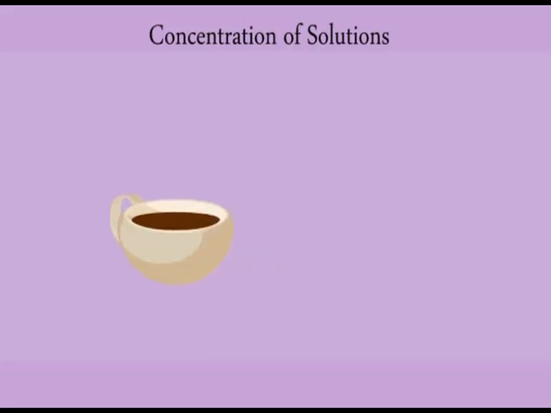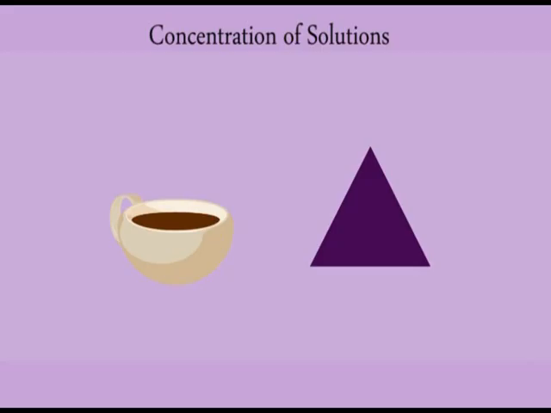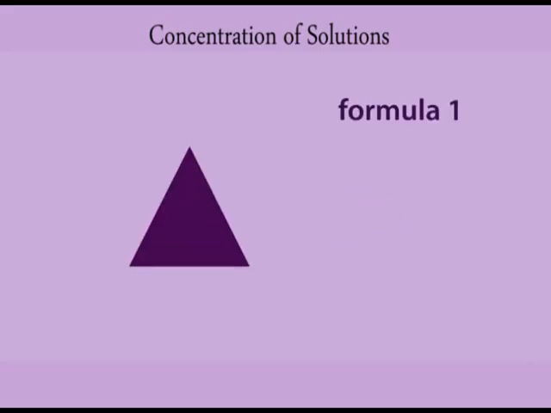Concentration can be given using 2 units and accompanying formula triangles. The first formula for calculating concentration is moles of solute per unit volume of the solution. Here we divide moles over volume. Here is the formula triangle.